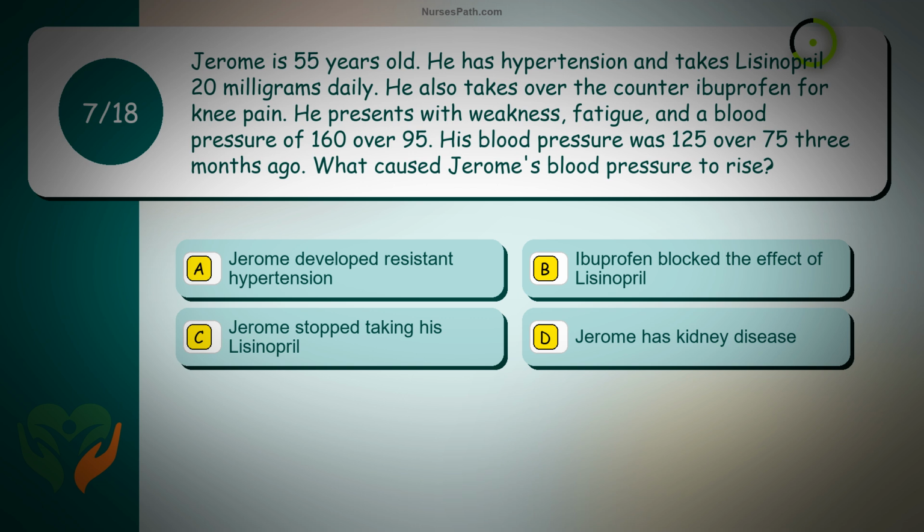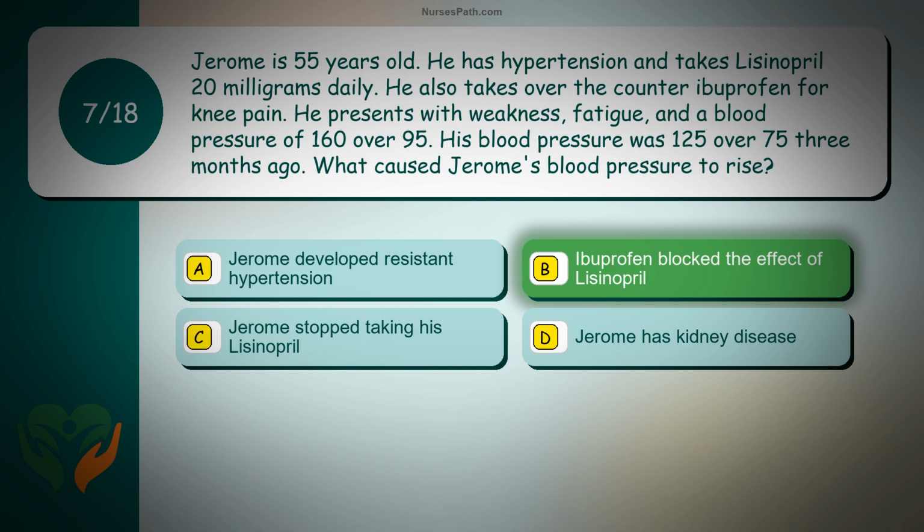Option A, Jerome developed resistant hypertension. Option B, ibuprofen blocked the effect of lisinopril. Option C, Jerome stopped taking his lisinopril. Option D, Jerome has kidney disease. The correct answer is option B. Ibuprofen blocked the effect of lisinopril.